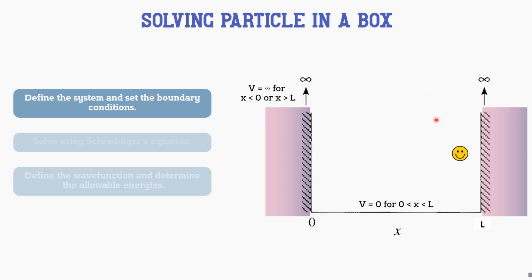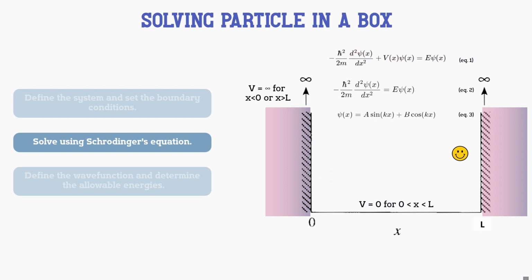Let us consider a particle of mass m that is confined to a one-dimensional box of length L. The potential energy is 0 inside the box, represented by V equals 0, and goes to infinity at the walls of the box. We assume that the walls have infinite potential energy to ensure that the particle has zero probability of being at the walls or outside the box.